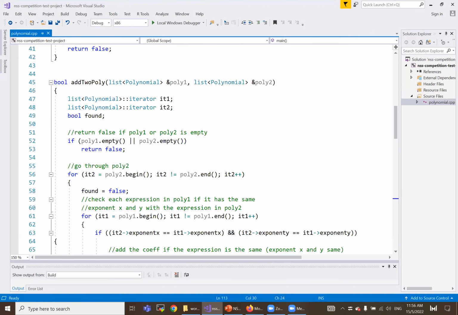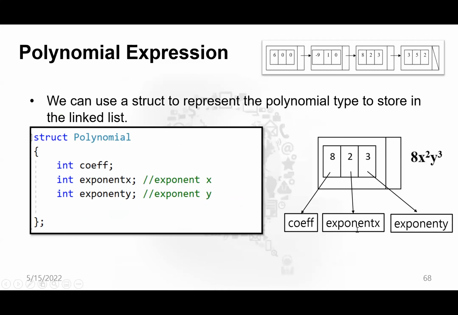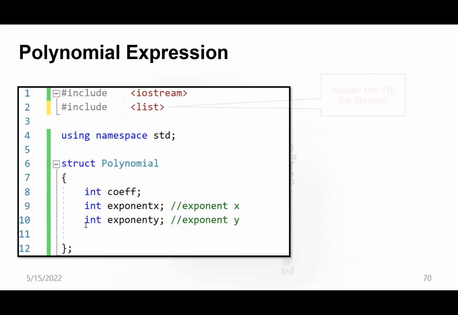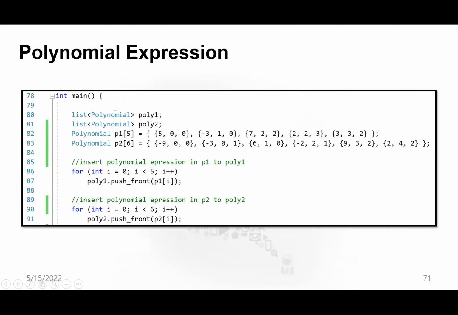Okay, so let's look at the explanation for each of the parts here. So what I need to do is, of course, include the list and then create the structure to represent the polynomial expression. If you want to have more exponents, you can add, or if you just want to try with one exponent, you can take away this exponent y. Just with exponent x also can. Then in the main, create two lists that store polynomial type, where inside every node you will have coefficient, exponent x and exponent y. So the first one is called poly1, the second one poly2.